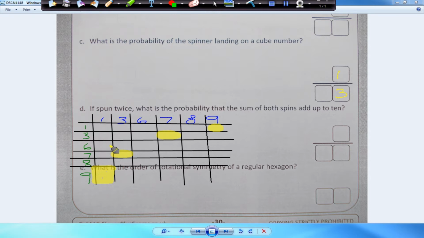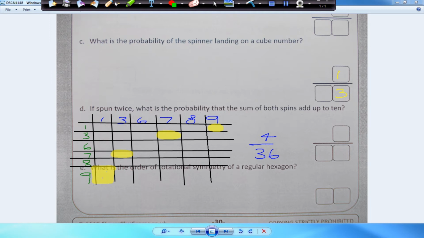So how many highlighted boxes do we have? 4. 4 out of what? Why is it out of how many? How many boxes do we have altogether? 1, 2, 3, 4, 5, 6. 6 times 6 is? 36. We have 36 different combinations of numbers we can get. 36 possibilities we can get as totals.